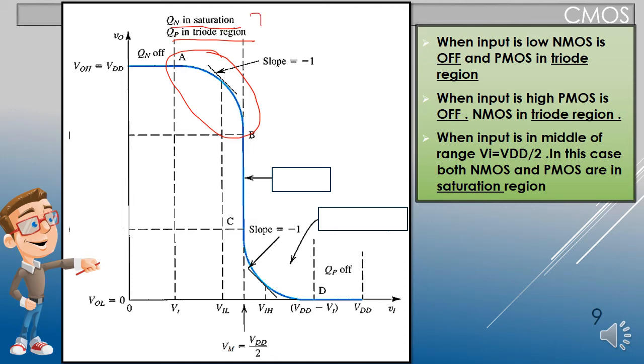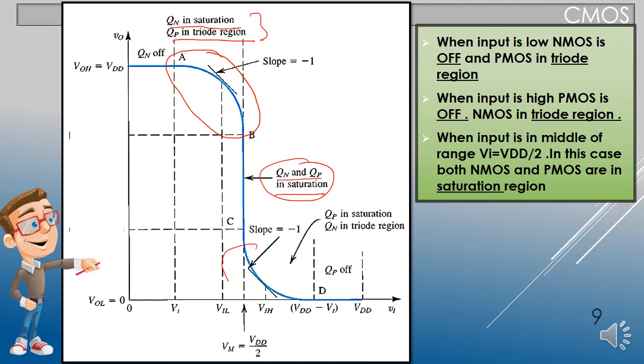In the last video we have already discussed this case also, and in the middle both are in saturation, and in C and D cases, PMOS is in saturation but NMOS is in triode region, and in the last case PMOS was in off condition. These are the three cases.